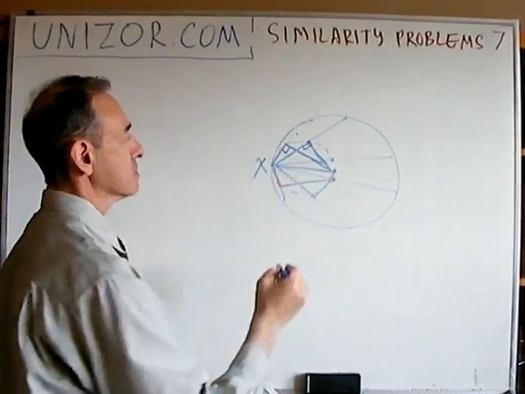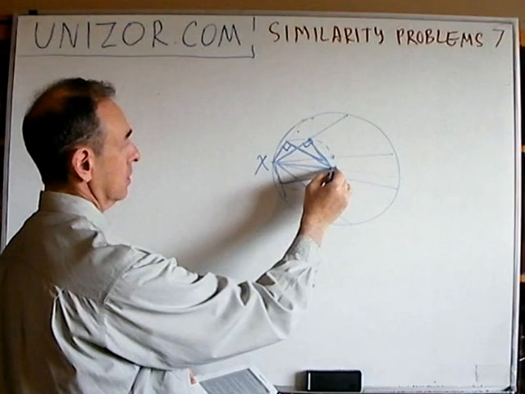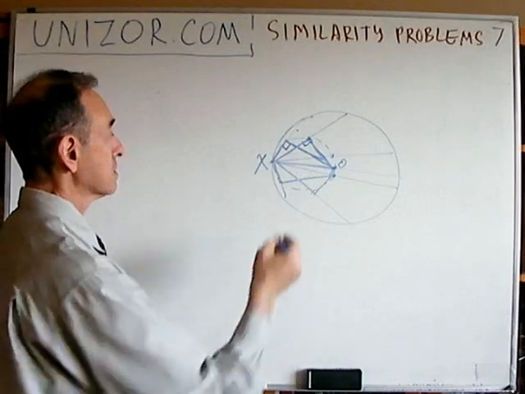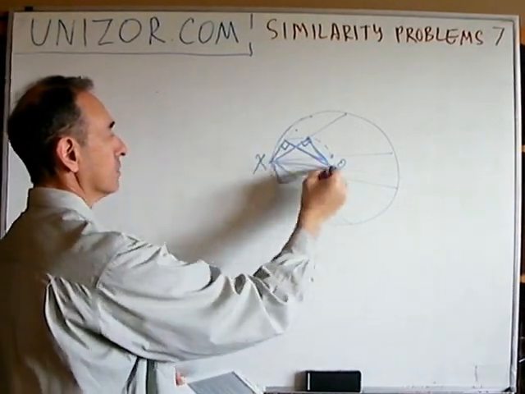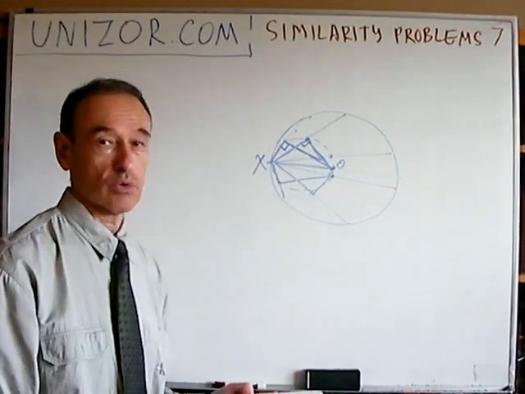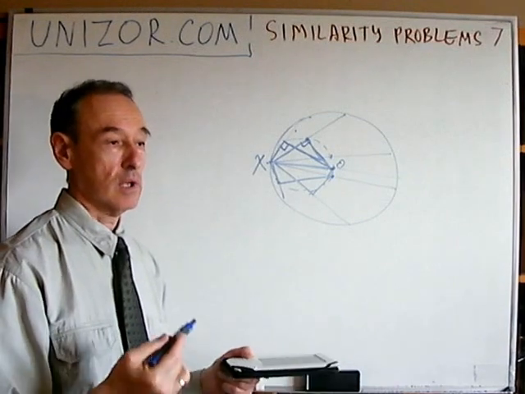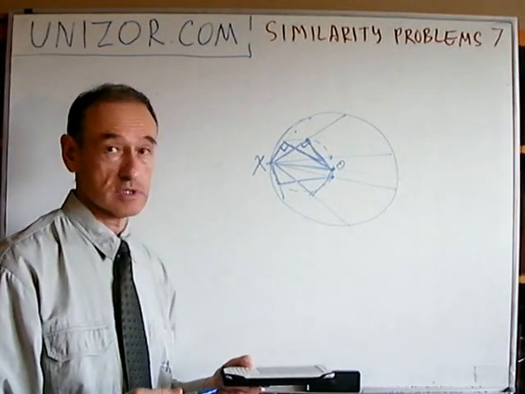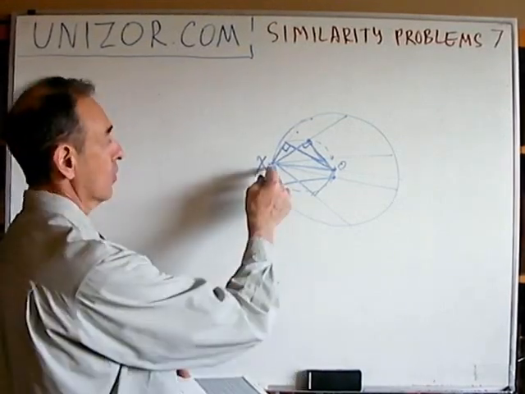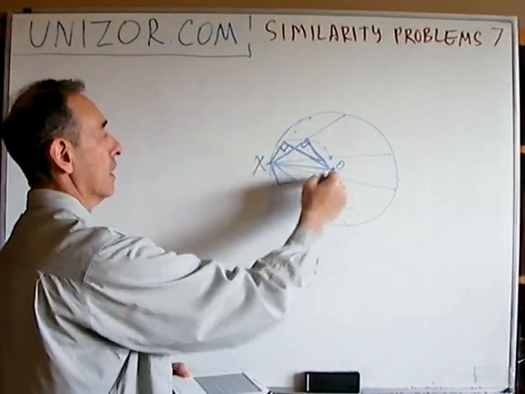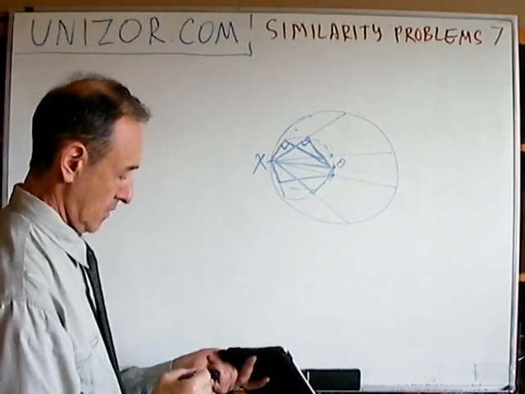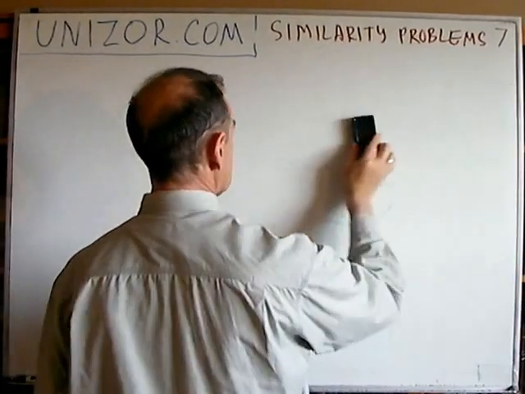with hypotenuse equal to the segment from the given point to the center, which means the circle around OX as a diameter would be the locus, because we know that the locus of all the vertices of the right angles of right triangles with the same hypotenuse all lie on a circle around this hypotenuse as a diameter. That's simple.